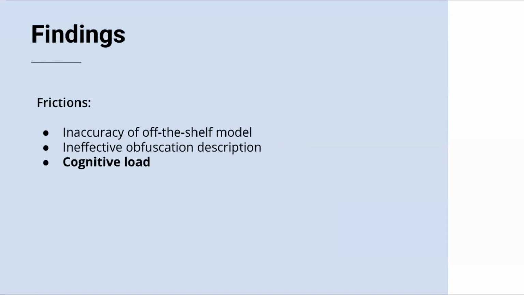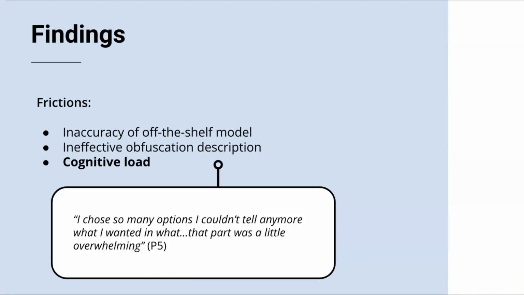Finally, some participants experienced high cognitive load in exploring and obfuscating the photos. For example, P1, P5, and P12 all found themselves losing track of previously reviewed obfuscation results after trying out numerous options and navigating the detailed and sometimes inaccurate descriptions. As P5 said, "I chose so many options, I couldn't tell anymore what I wanted in what. That part was a little overwhelming."